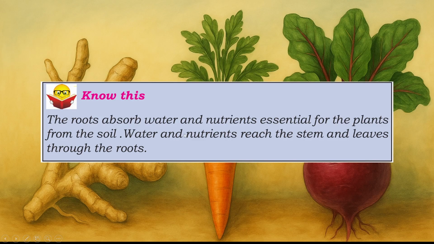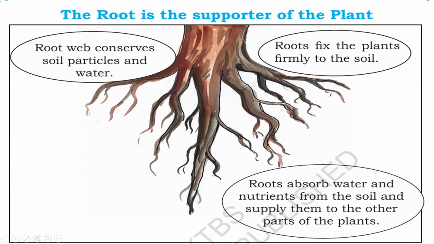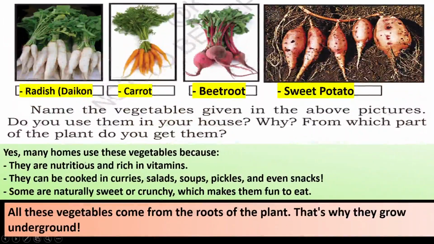Know this. The roots absorb water and nutrients essential for the plants from the soil. Water and nutrients reach the stem and leaves through the roots. The root is the support of the plant. Root web conserves soil particles and water. Roots fix the plants firmly to the soil. Roots absorb water and nutrients from the soil and supply them to the other parts of the plants.